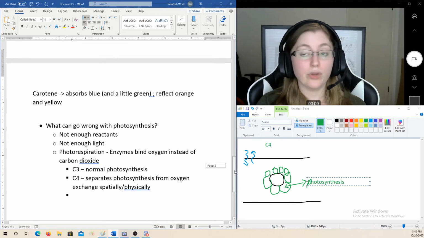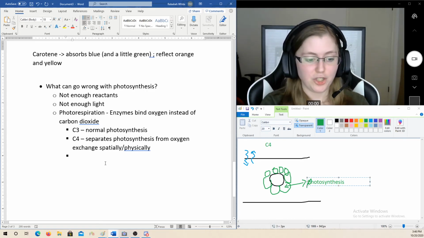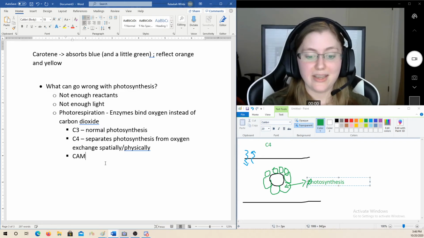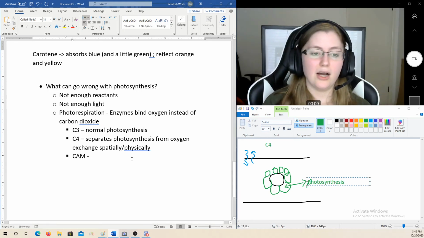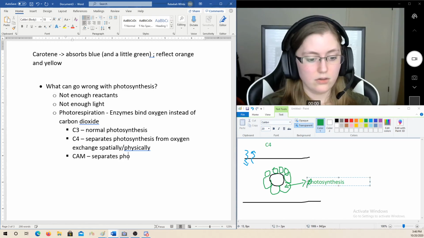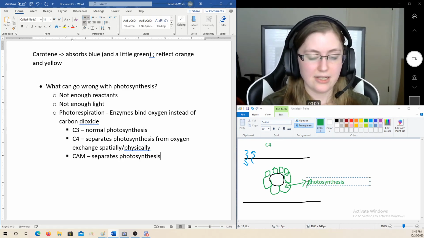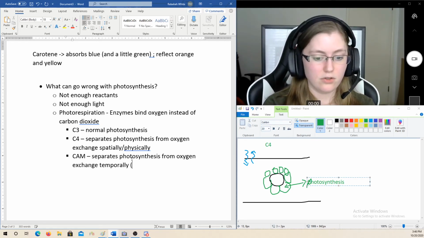Now this isn't the only way we prevent photorespiration. We have another pathway called the CAM pathway. This name also is associated with a particular carbon molecule, but that's not the easiest way to remember it. CAM, instead of separating spatially, is going to separate by timing. So it separates its photosynthesis from oxygen exchange temporally, so by timing.